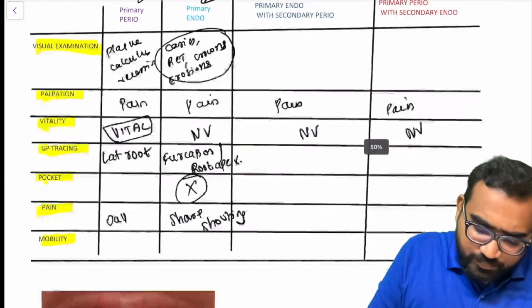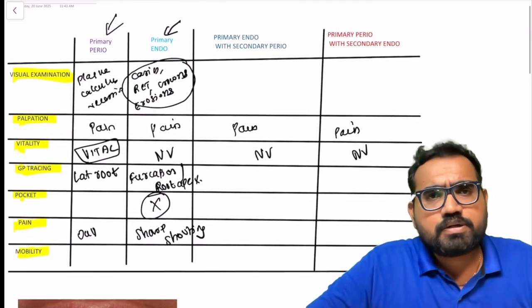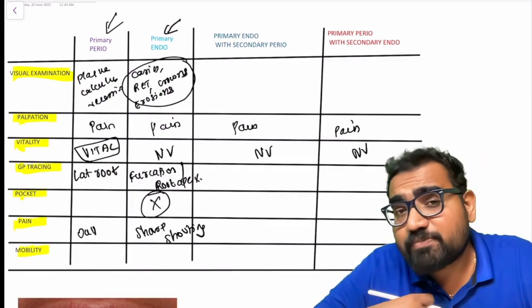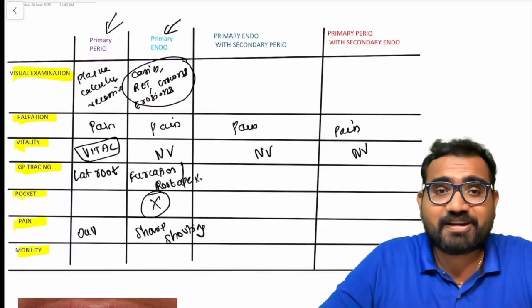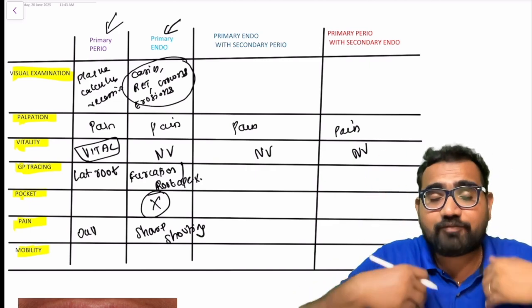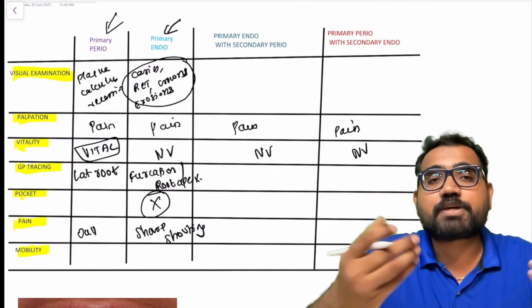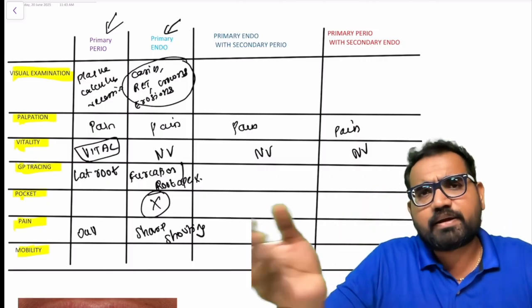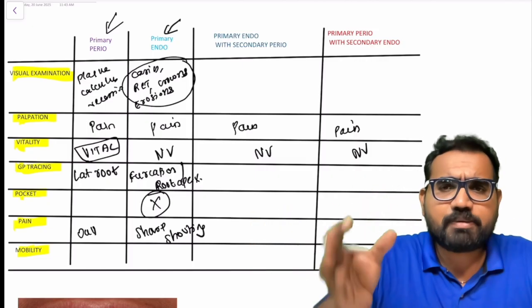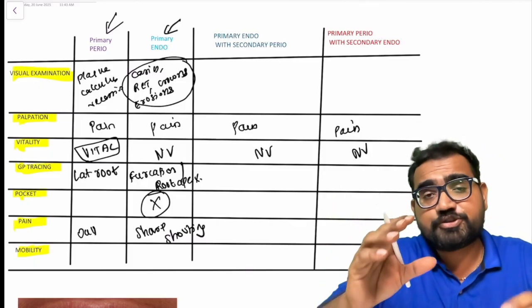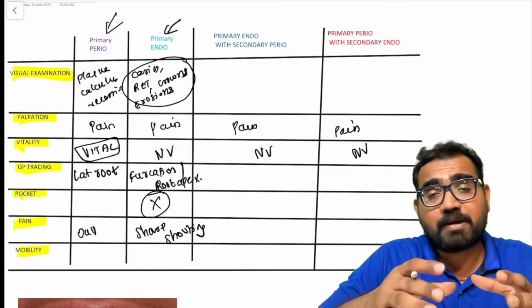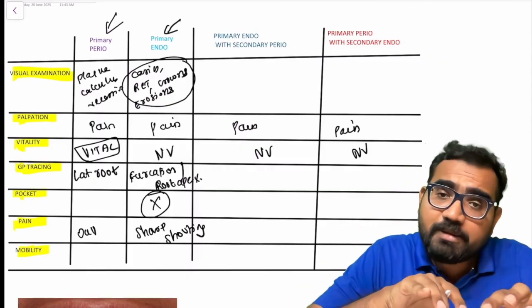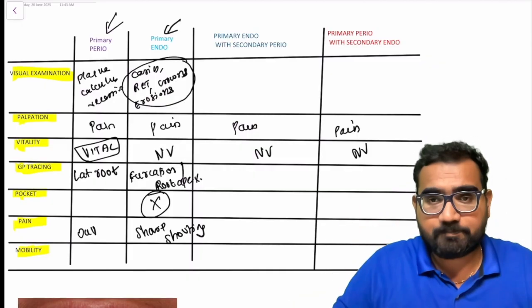Now mobility. Mobility can be seen in all four situations. You can see mobility even in primary endodontic lesions, but it will be isolated mobility, and after I do a root canal treatment, the mobility will subside. In primary perio there can be mobility, and in primary endo with secondary perio there can also be mobility, but the distinguishing feature between primary endo with secondary perio and primary perio with secondary endo, in case of mobility, is that in primary perio there will be generalized mobility.